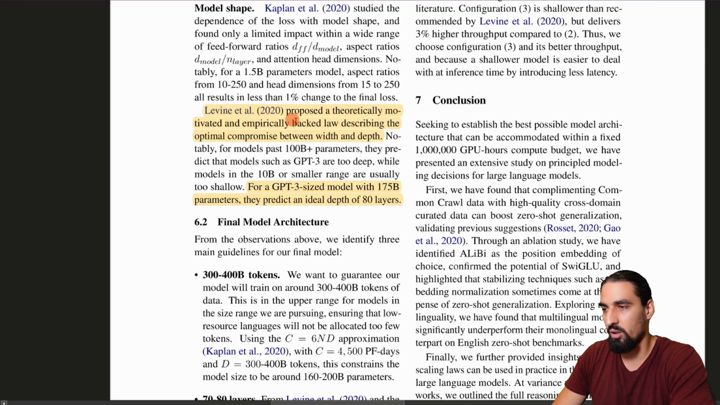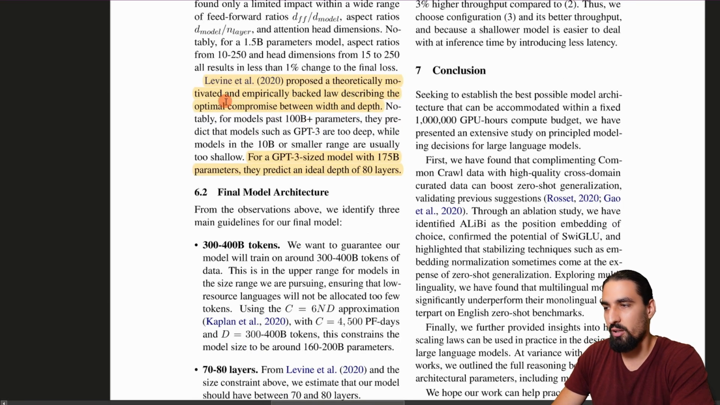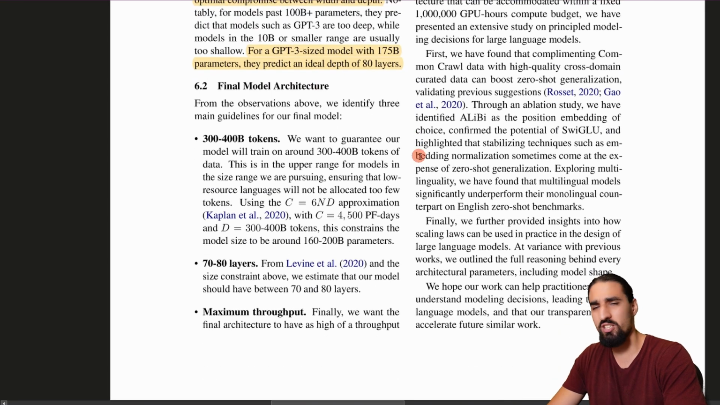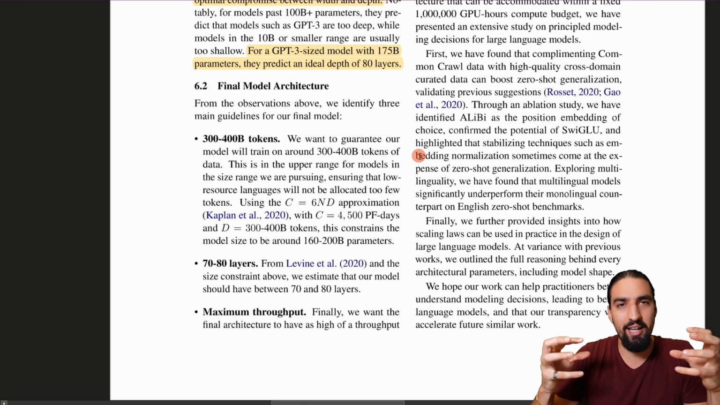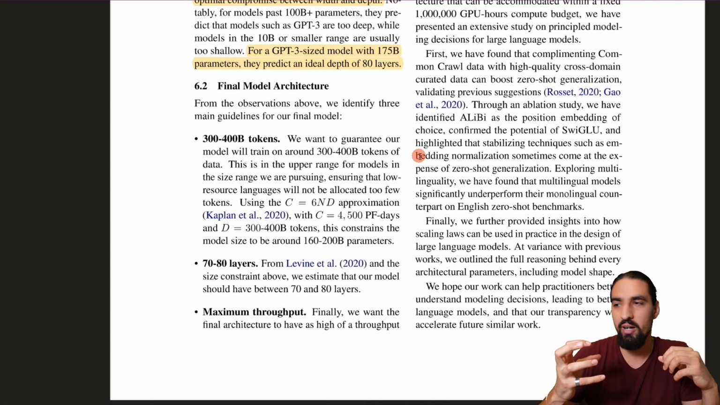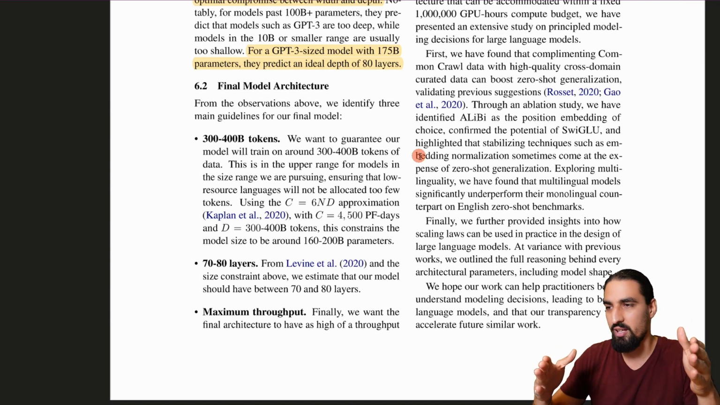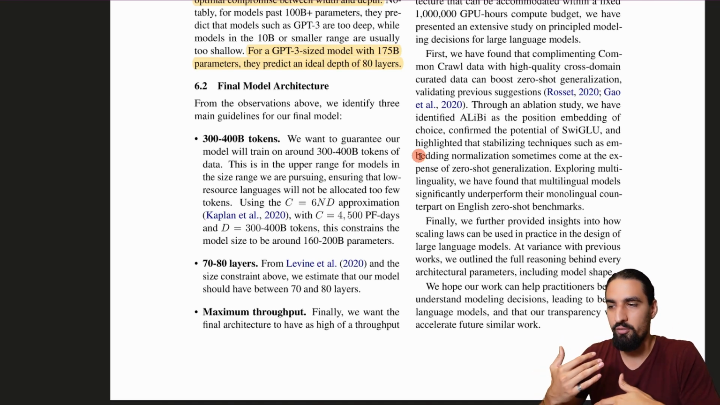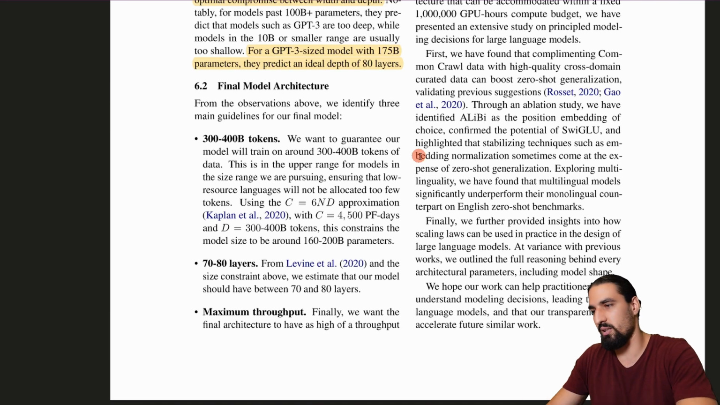The second very influential paper that had an impact on the modeling decisions here is this Levine et al. paper. They proposed a theoretically motivated and empirically backed law describing the optimal compromise between width and depth. So for a GPT-3 size model with 175 billion parameters, they predict an ideal depth of 80 layers. Okay, so now it's basically like combining Lego bricks. You have some constraints from the scaling laws paper, you have some constraints from this paper, and then given the compute they have, roughly 1 million GPU hours on A100 machines, they decide on the hyperparameters of the model. So let's see what those are.